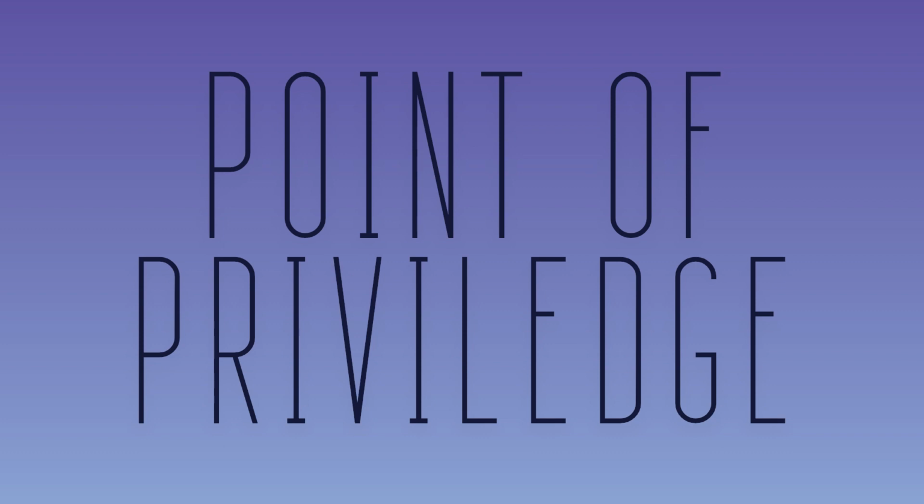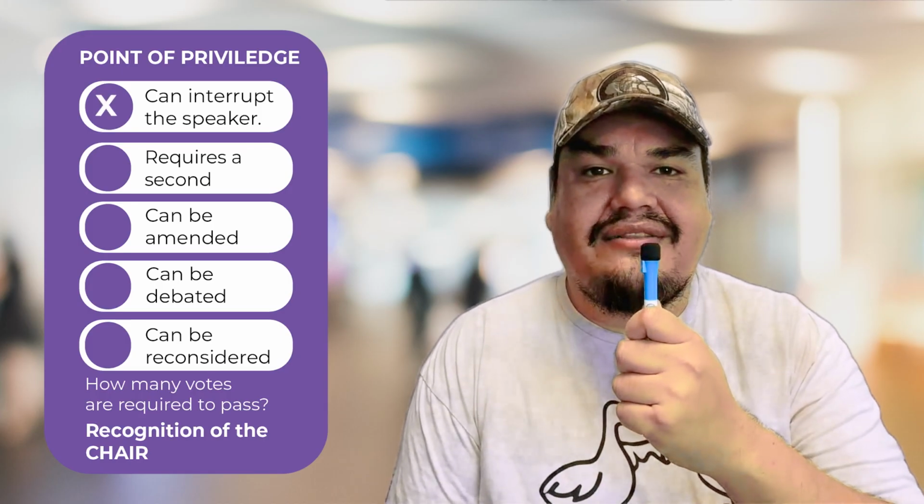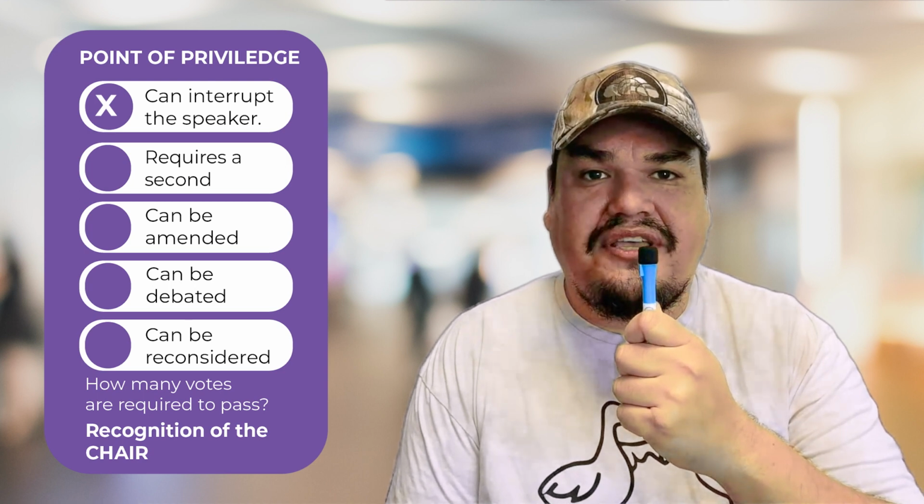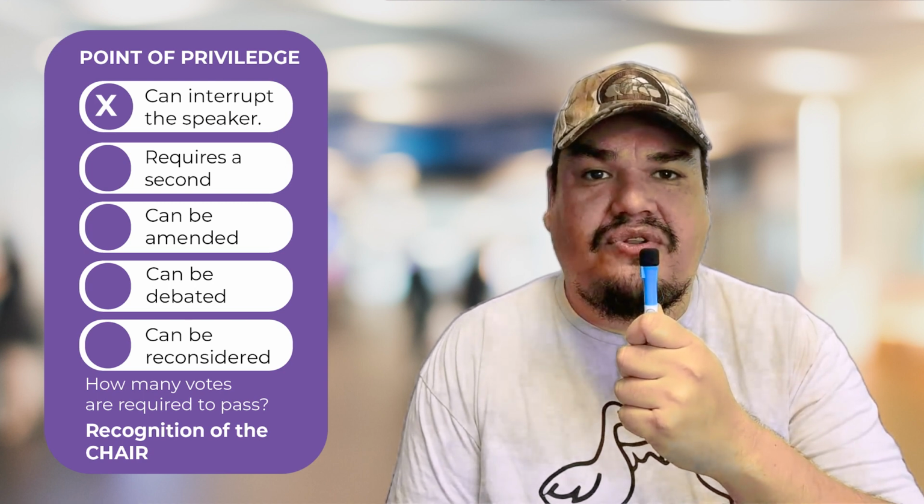Point of privilege. A point of privilege is a mechanism for raising an issue that affects the rights or well-being of the assembly or its members. This addresses an issue that hinders an individual's or the entire assembly's ability to function effectively. I would like to request a point of privilege. The interpreter's channel stopped working and my fellow delegates cannot follow what is happening.